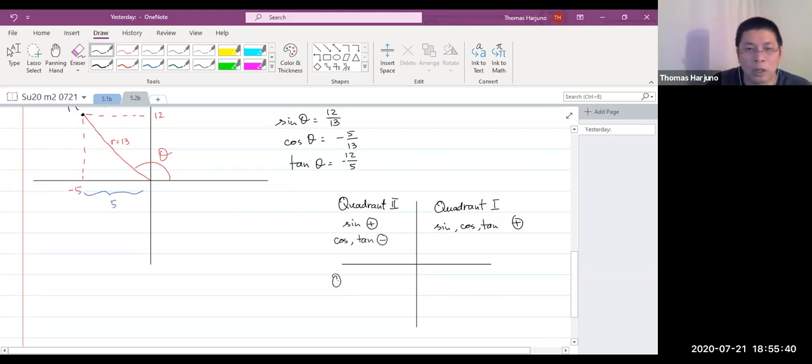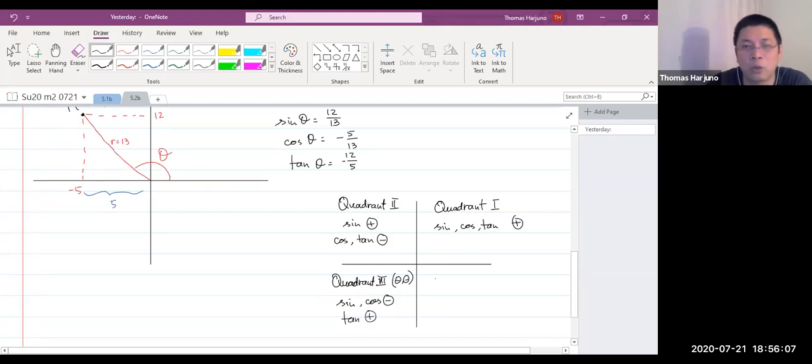In quadrant 3, maybe I write the coordinate. The coordinate will be negative, negative, right? In quadrant 3, the sign will be y over r. Notice that the r, the hypotenuse, is always positive, right? So the sine and cosine will be negative. The tangent will be negative over negative, which is positive.